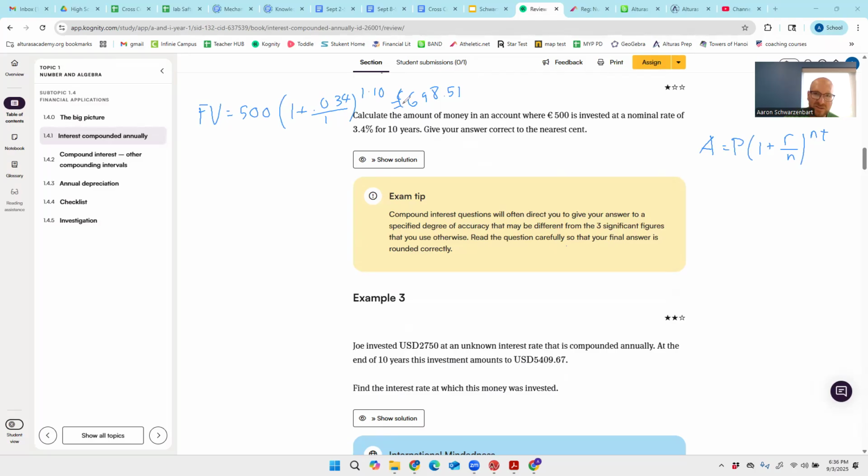The euro symbol goes in front here. It looks kind of like that symbol. Okay, so they made almost 200 euros. Not so bad.